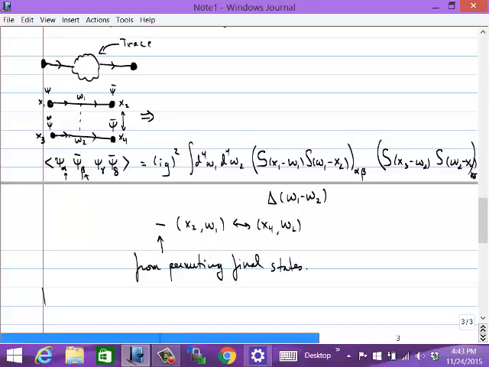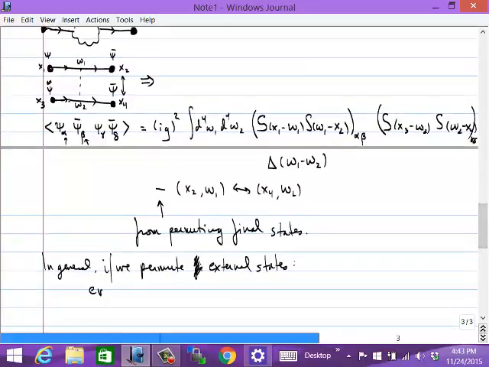And in general, if we permute external states, either initial or final states, if you have an even permutation, then there's no sign change, so you just get a plus. Whereas if you have an odd permutation, an odd number of interchanges, then you'll pick up a minus sign.